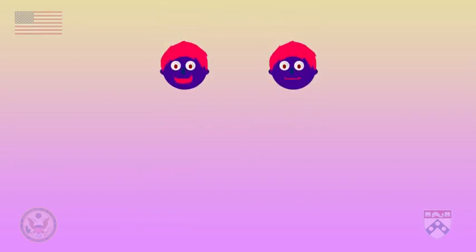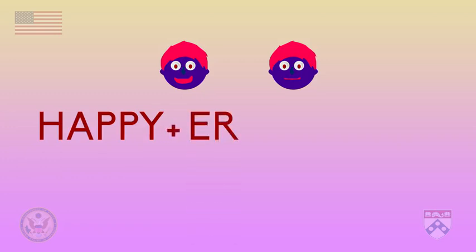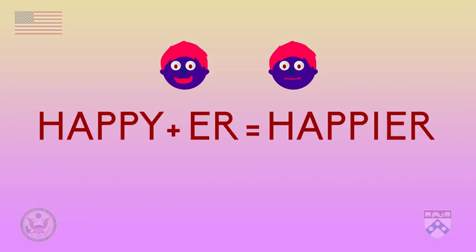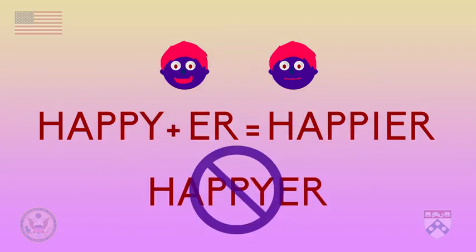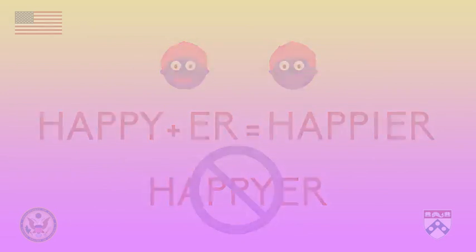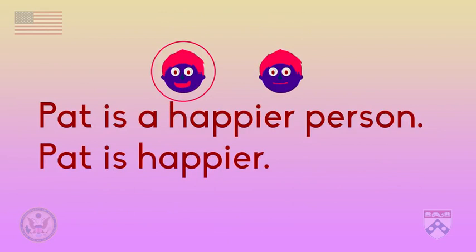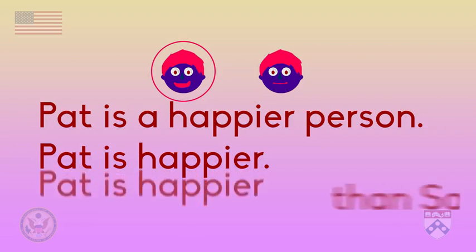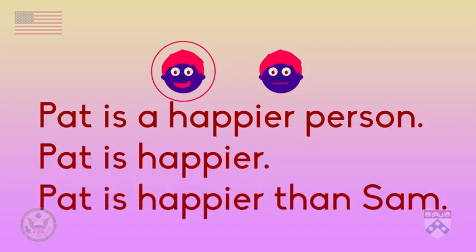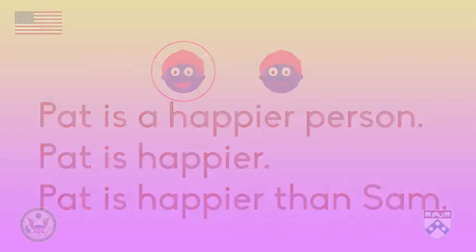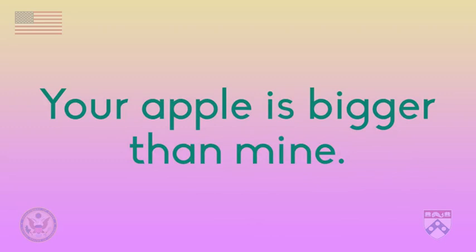Here are two happy people, Pat and Sam. To describe how they're different, let's take that adjective happy and make a comparative adjective by adding the letters ER. Notice how the spelling changed. H-A-P-P-I-E-R, not H-A-P-P-Y-E-R. Now we can say Pat is a happier person, or just Pat is happier. We can include the other noun in the sentence, that's Sam, if we add the word than right in front of it. Pat is happier than Sam. To return to our apples, I can say, your apple is bigger than mine.